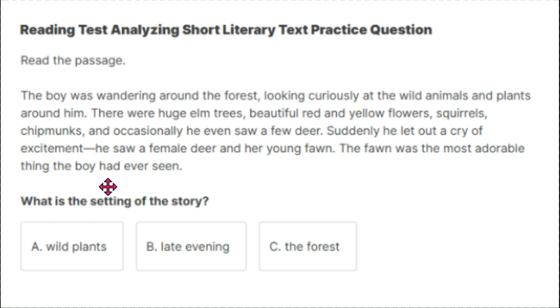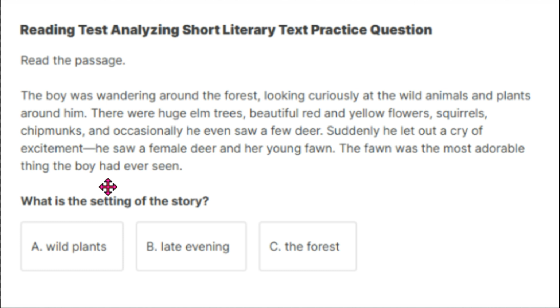So let's keep reading. Looking curiously at the wild animals and plants around him. There were huge elm trees, beautiful red and yellow flowers, squirrels, chipmunks, and occasionally he even saw a few deer. Suddenly he let out a cry of excitement. He saw a female deer and her young fawn. The fawn was the most adorable thing the boy had seen.